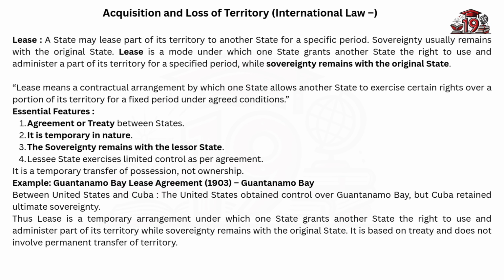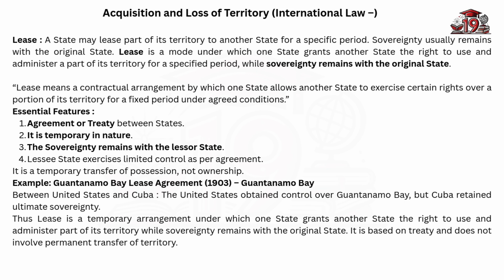Lease. A state may lease part of its territory to another state for a specific period. Sovereignty usually remains with the original state. Lease is a mode under which one state grants another state the right to use and administer a part of its territory for a specified period, while sovereignty remains with the original state.